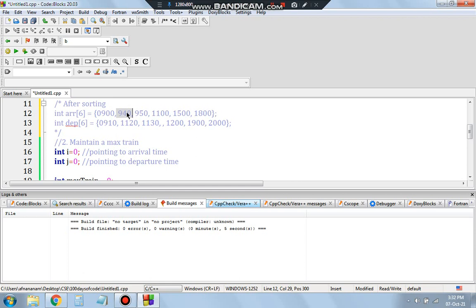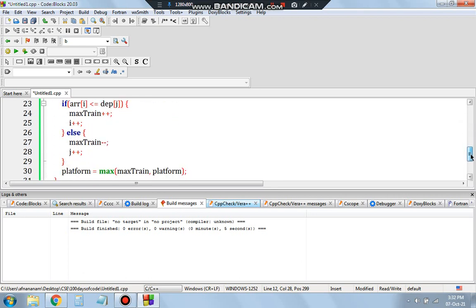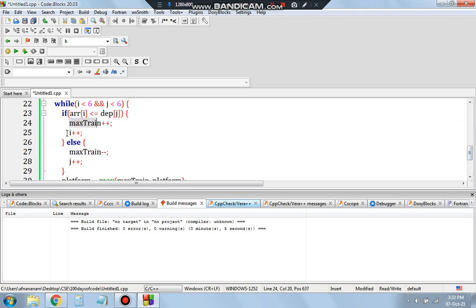Else, if this is smaller and this is bigger, that means the train has already left, the platform is free, and this train can occupy the first platform. By that convention, we'll increment either the I value or the j value. If arrival is smaller than departure, the number of trains at the current time will increase, else it will decrease. That means the previous train has left, the new train has arrived, so max train at the current time decreases by 1, because the previous train left the platform.